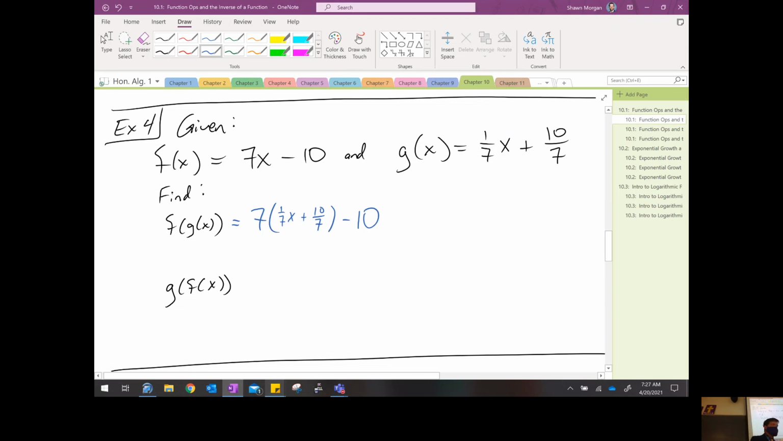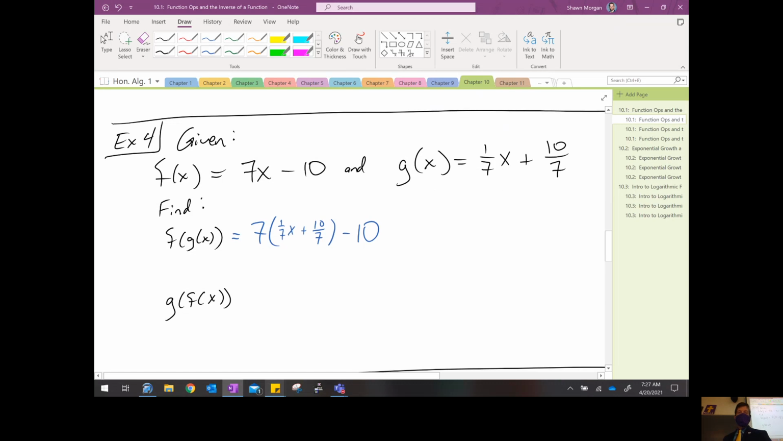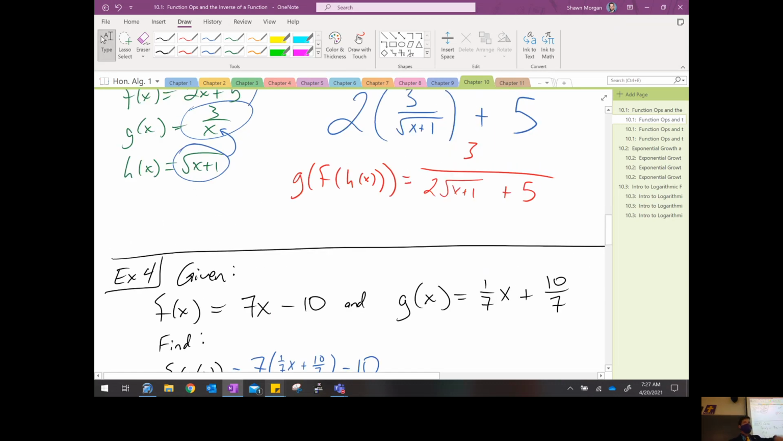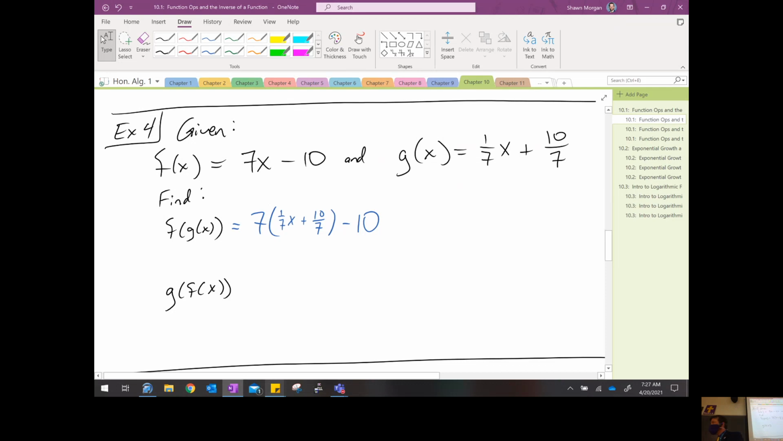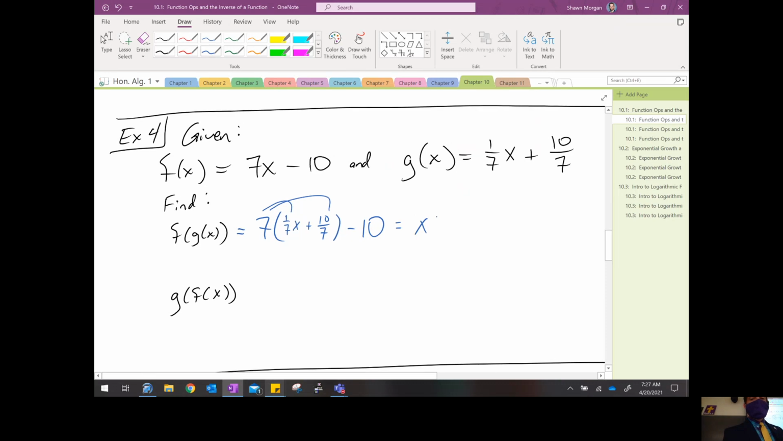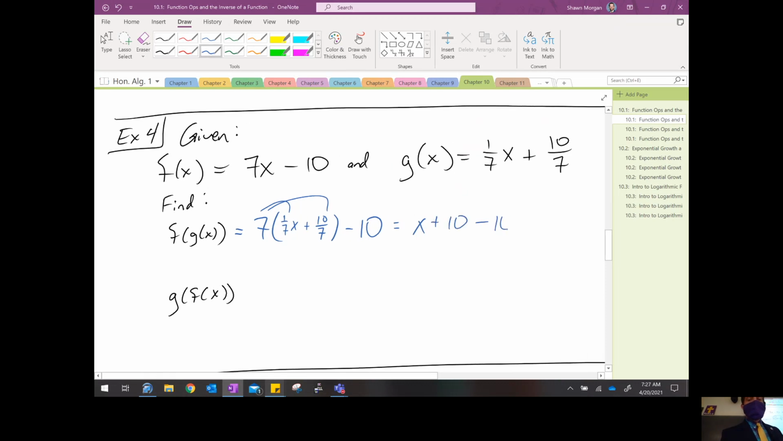In the previous examples, we were not able to manipulate or simplify any further our expressions, like what Tiago just gave me. I'm really not able to do much else with that. I guess I could rationalize the denominator, but that would be really unnecessary. In this example, I could most definitely use the distributive property, right? What happens when I distribute 7? What's 7 times 1/7? So I got 1x, and 7 times 10 sevenths. So I got 1x plus 10, and then minus 10 at the end. And it boils down to x. In other words, those operators have canceled each other out.